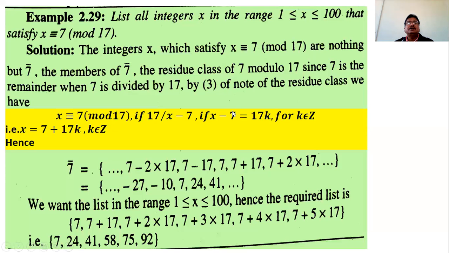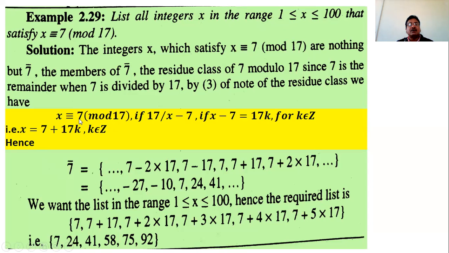Next example: list all integers x in the range 1 ≤ x ≤ 100 that satisfy x ≡ 7 mod 17. That is, we have to find the values of x from 1 to 100 that satisfy this congruence, x ≡ 7 mod 17.